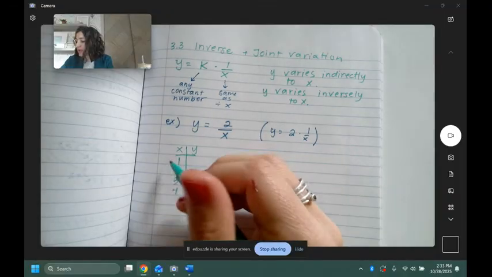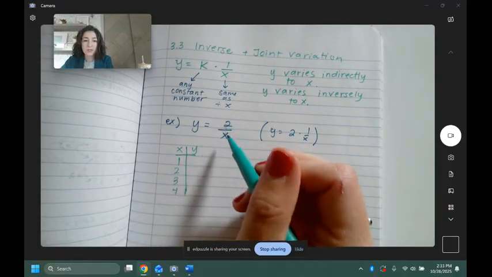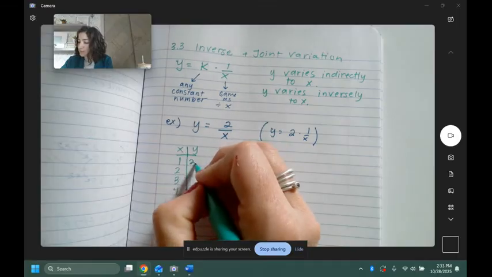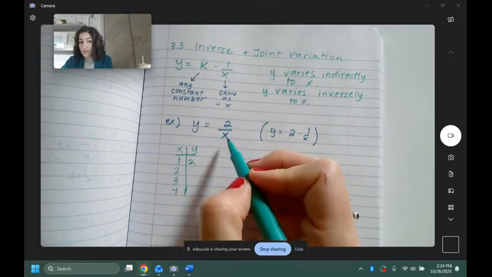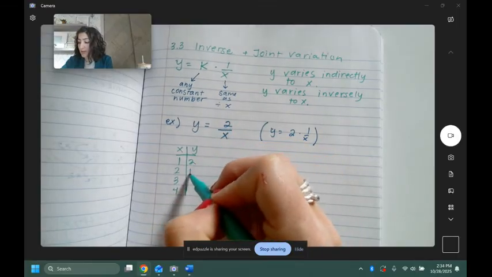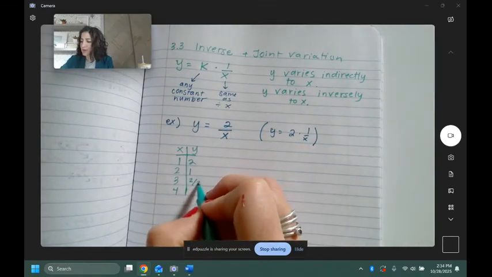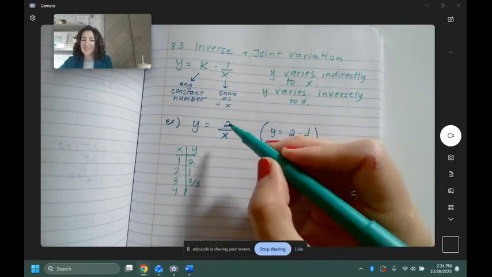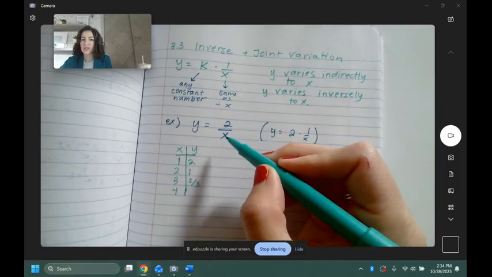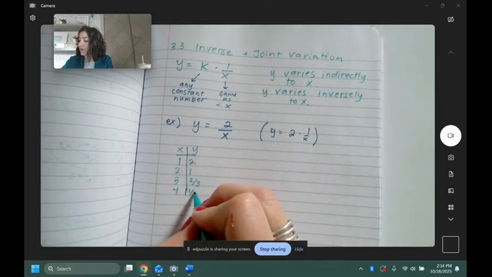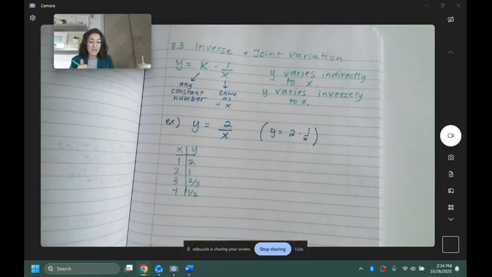So if I were to plug in 1, 2 divided by 1 is 2. 2 divided by 2 is 1. 2 divided by 3, 2/3. And 2 divided by 4 is 1/2. So let's take a look at the x side and the y side. How do these numbers vary from each other?